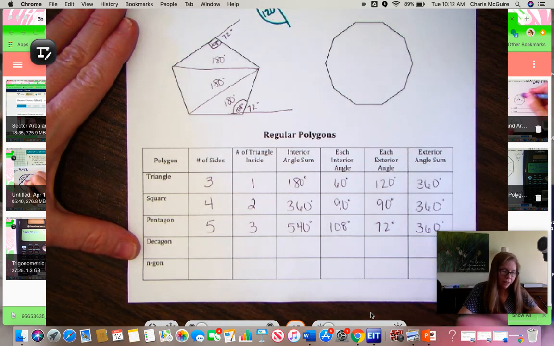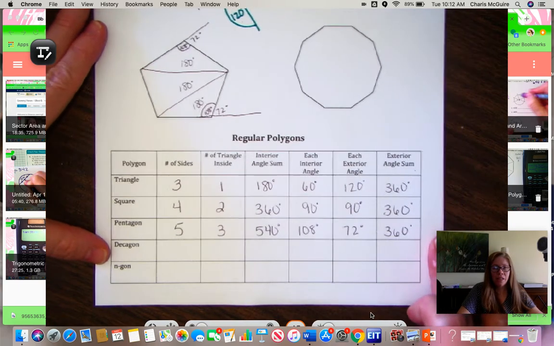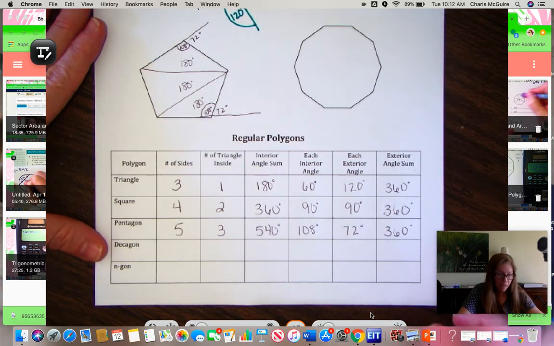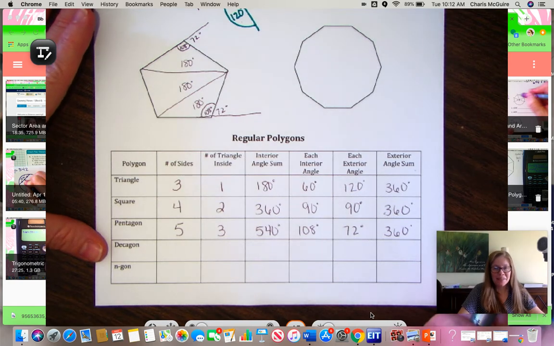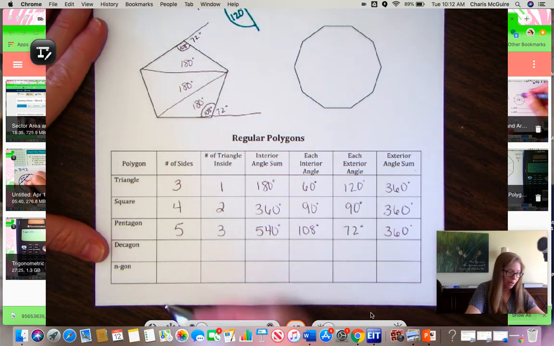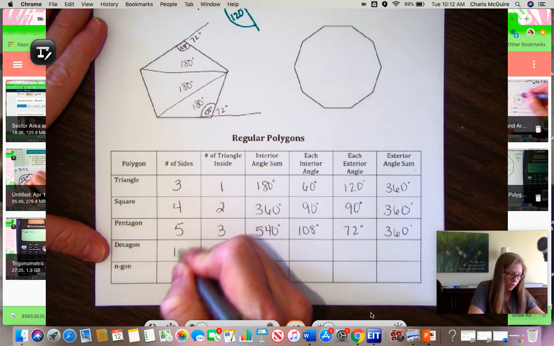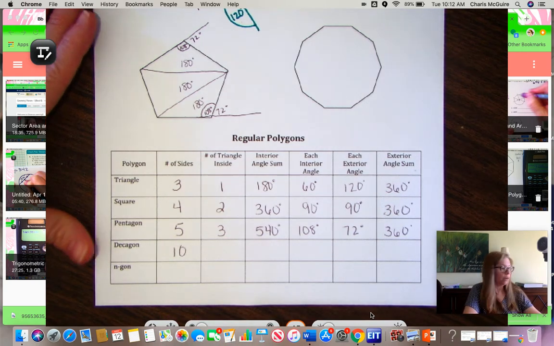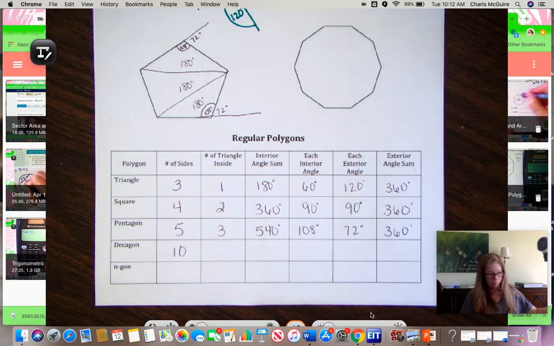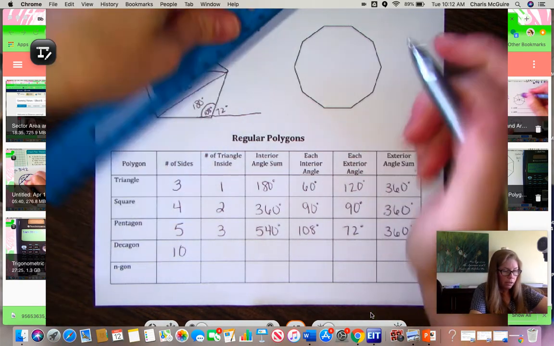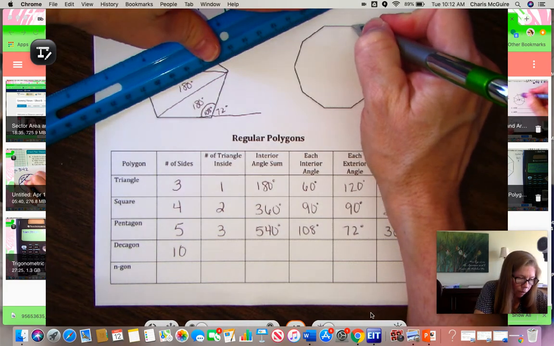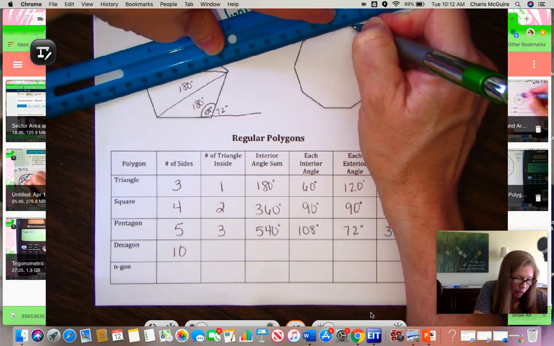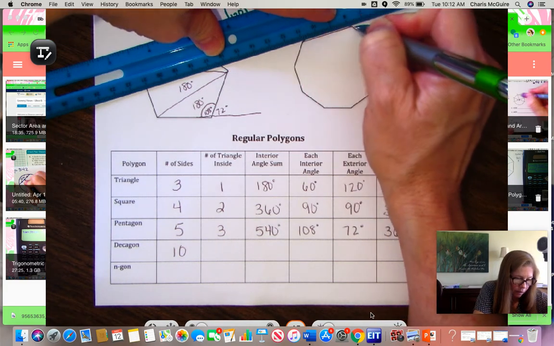Alrighty, our last one is our decagon. And yes, that is a beautiful computer-generated 10-sided regular decagon. Don't try that by yourself. It doesn't work out too well. So we've got 10 sides. How many triangles are we going to see? I'm going to grab my ruler and make this nice and neat for you. So let's go ahead, and from one vertex, we're going to create all the triangles.